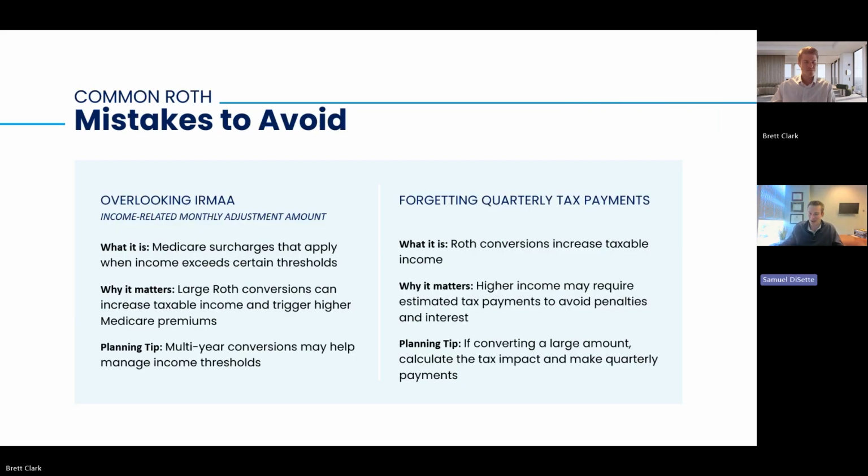Now, this is all very glamorous. We talk about how we're able to make a lot of money and pay a lot less in federal taxes. But there are common mistakes that people can make when it comes to Roth conversions. One is overlooking your IRMAA. That is your income-related monthly adjustment amount.